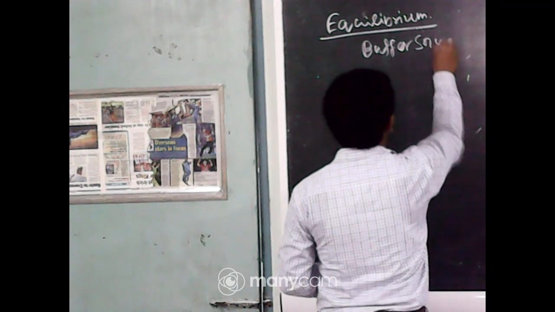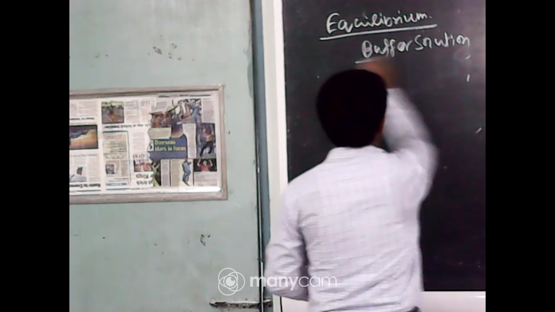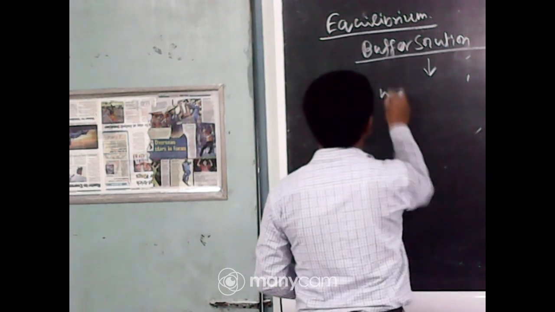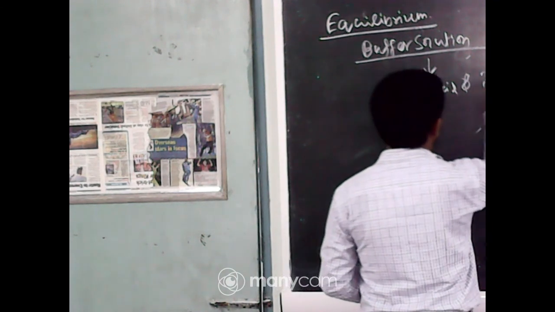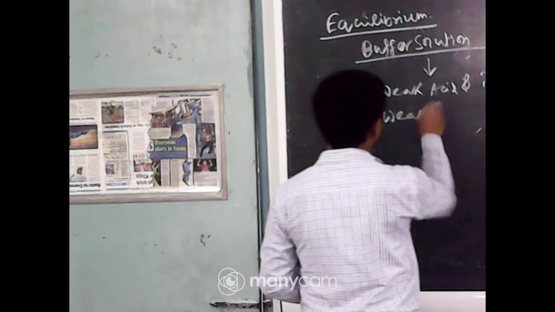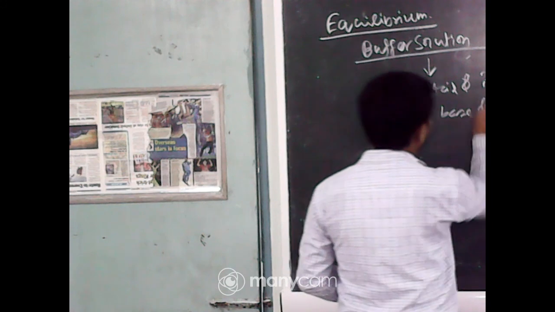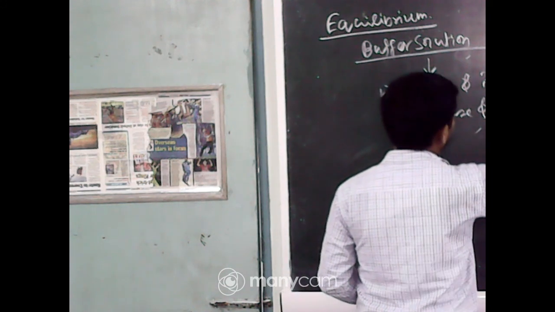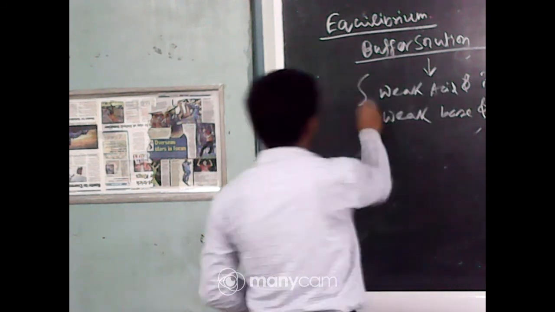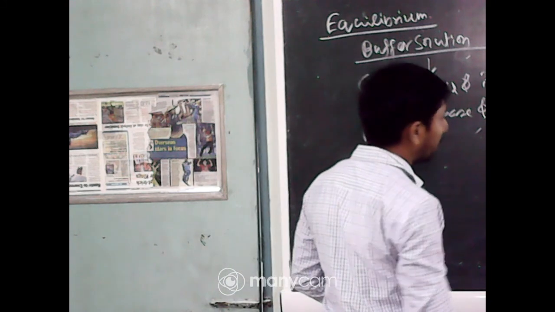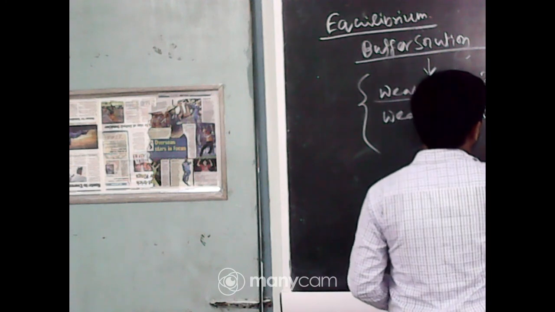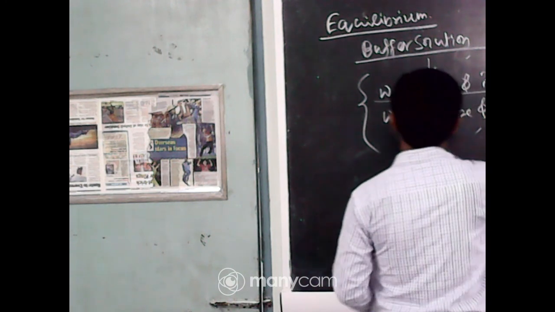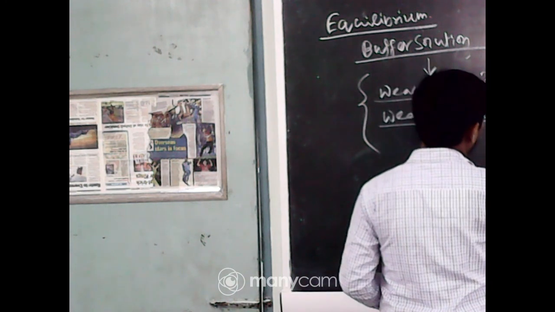Buffer solution, that is weak acid and its salt, weak base and its salt. These are the two types of buffer. Clear? Now weak acid and its salt is called acidic buffer, and weak base and its salt is called basic buffer.